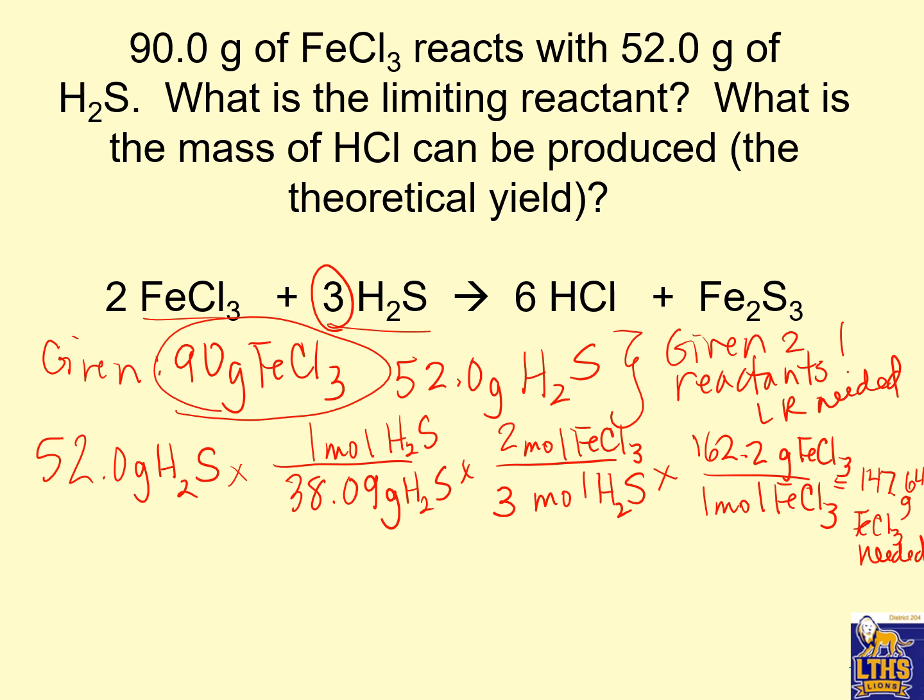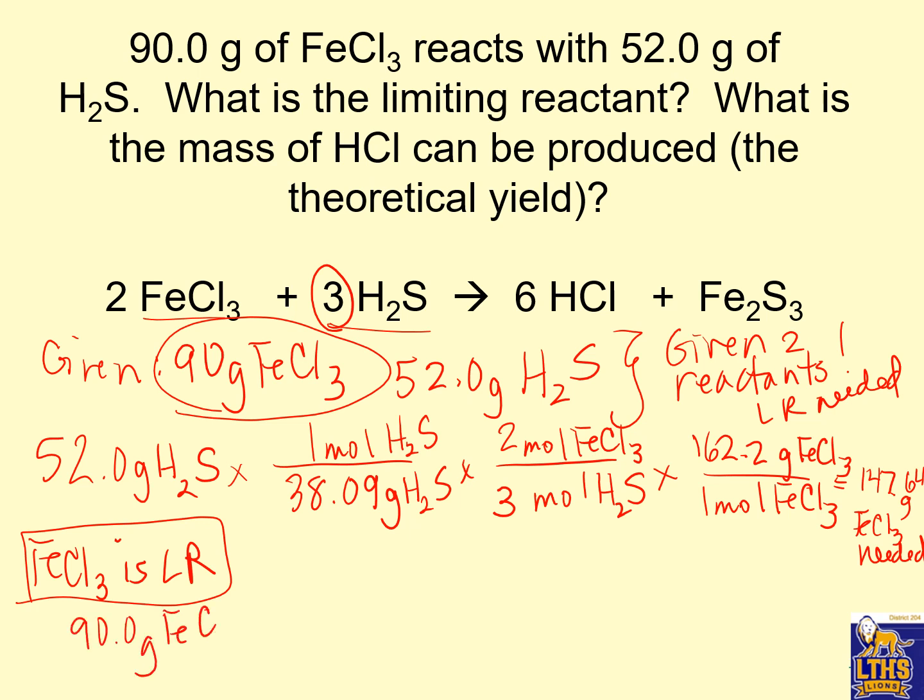So what does that mean? That means that FeCl3 is the limiting reactant because I don't have enough FeCl3 to use up all my H2S. So that means the FeCl3 will run out first. Okay, so that's half the battle, finding the limiting reactant. Once we know it, we use it. 90.0 grams of FeCl3 can be used to find our HCl, which is the product.